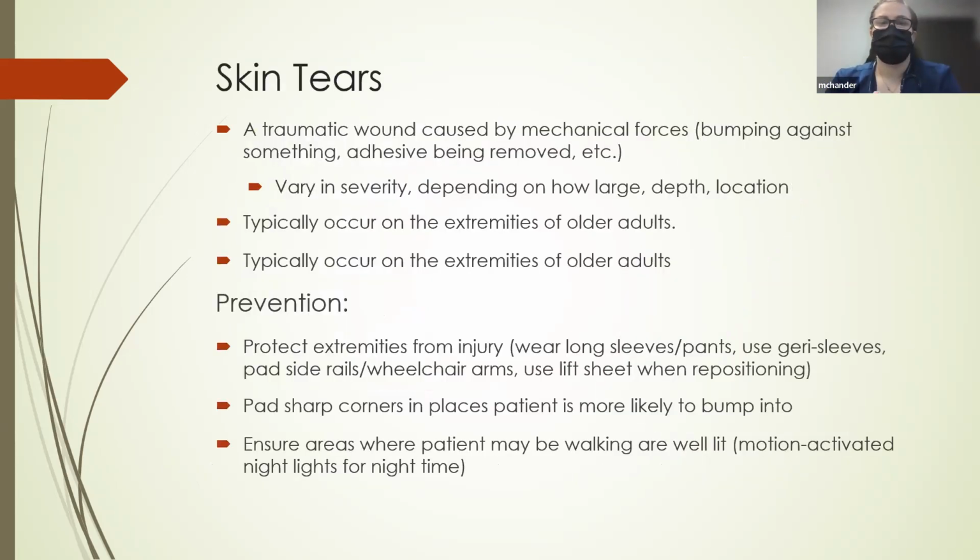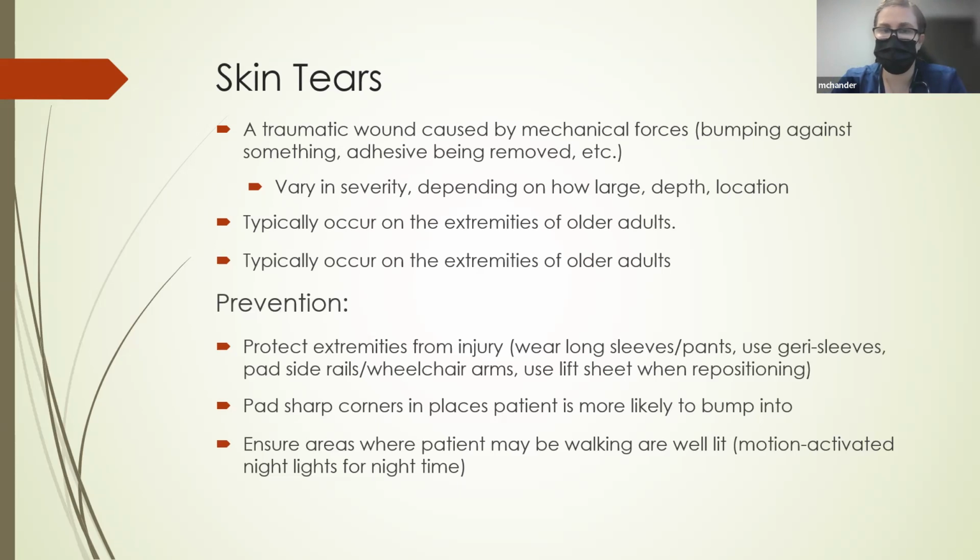Okay, skin tears. So skin tears are another common one that we see a lot. It is a traumatic wound caused by mechanical forces. So typically you bumped your arm against something and your skin is fragile, so it tears. We also see it sometimes if you have an adhesive bandage and the adhesive is pretty strong and you're trying to remove it. Older skin is very fragile, and even removing a bandage too quickly or too vigorously can cause it to rip. They vary in severity depending on how large, how deep they are, where they are.